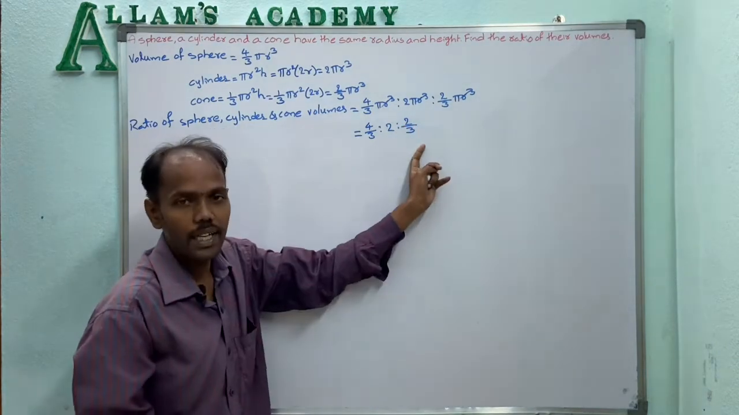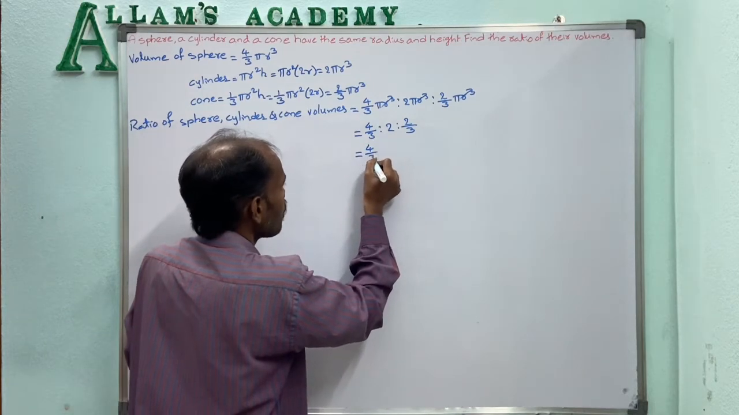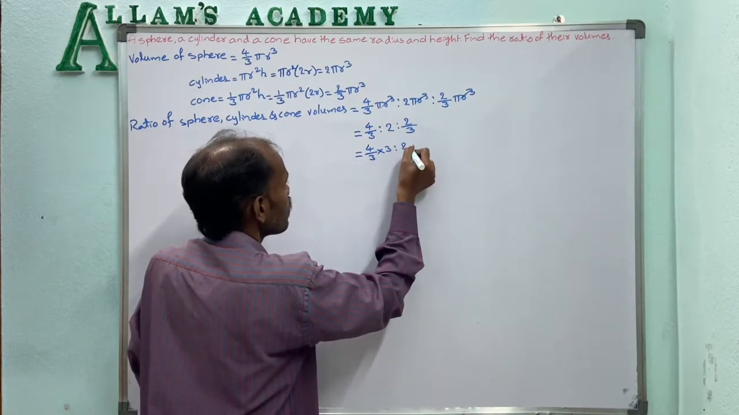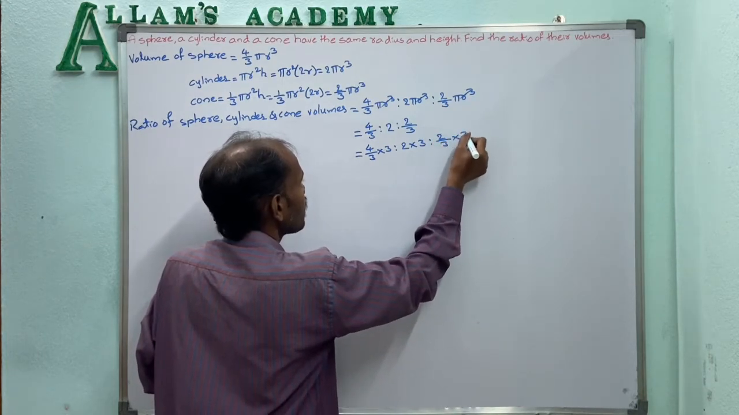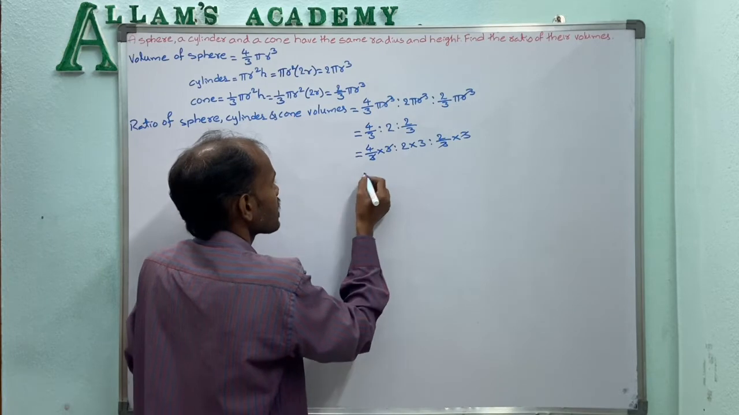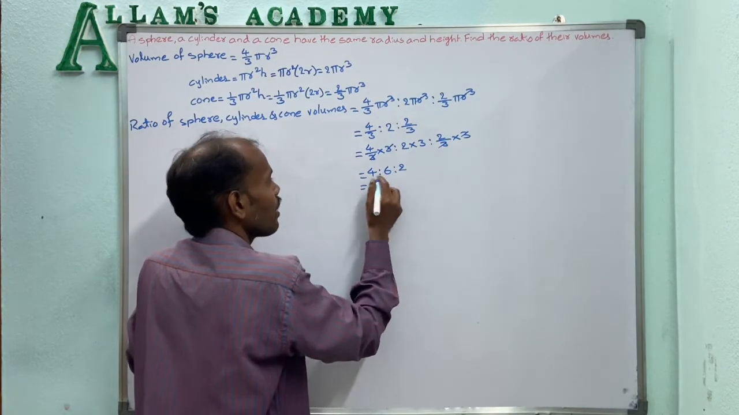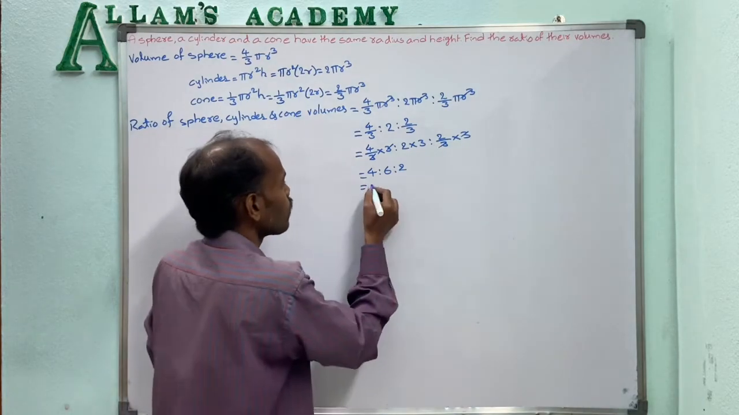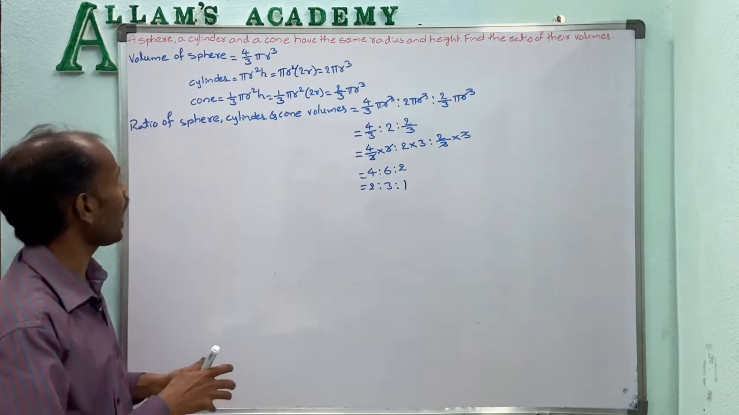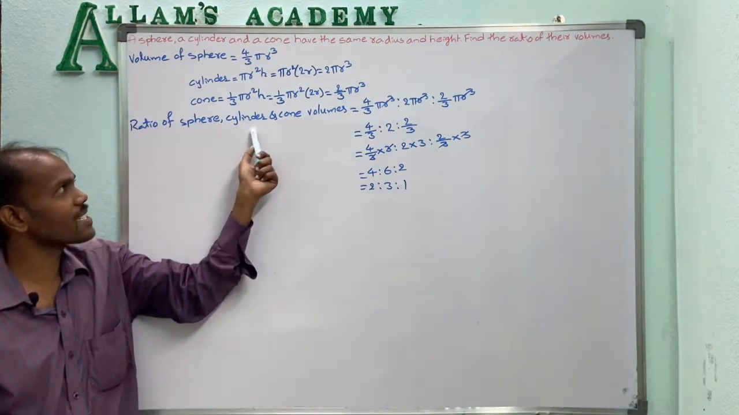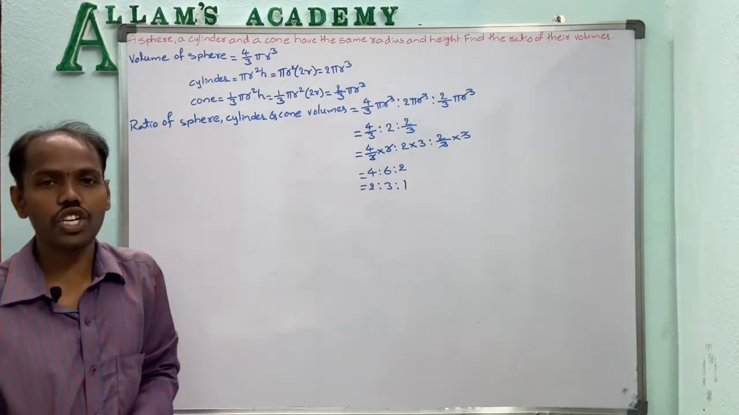Now here the denominator is 3. So multiply all the ratios by 3. So 4 by 3 into 3 is to 2 into 3 is to 2 by 3 into 3. The 3 gets cancelled. That means 4 is to 6 is to 2. Now all are in the 2 table. So 2 2s, 2 3s, 2 1s. So the ratio of volumes of sphere, cylinder and cone is 2 is to 3 is to 1.